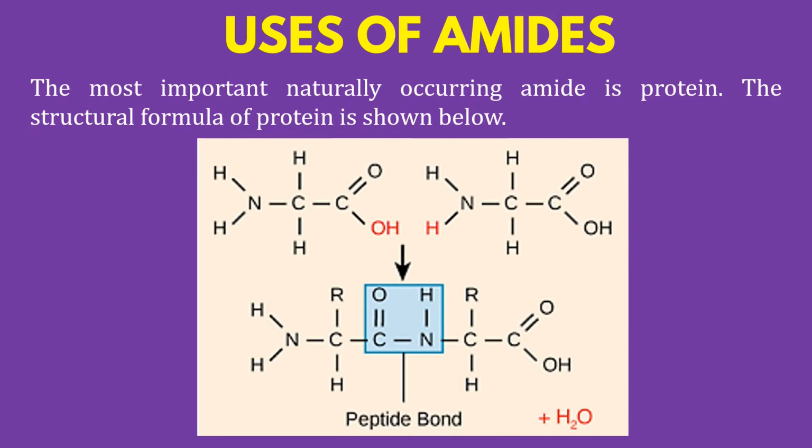The most important naturally occurring amide is protein. The structural formula of protein is shown below.